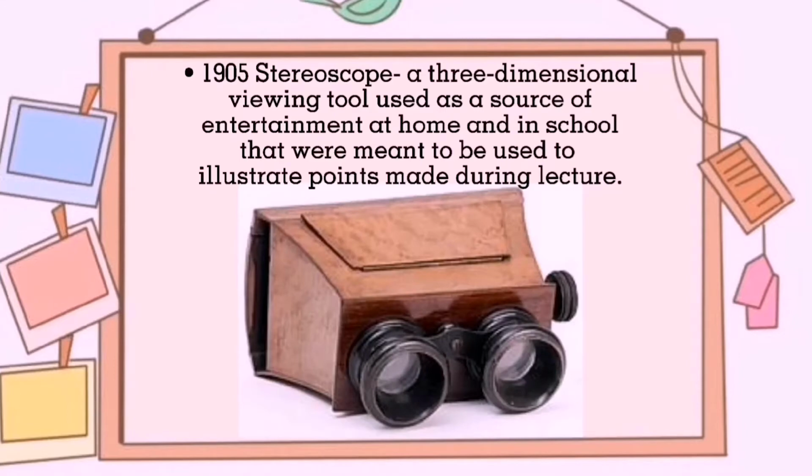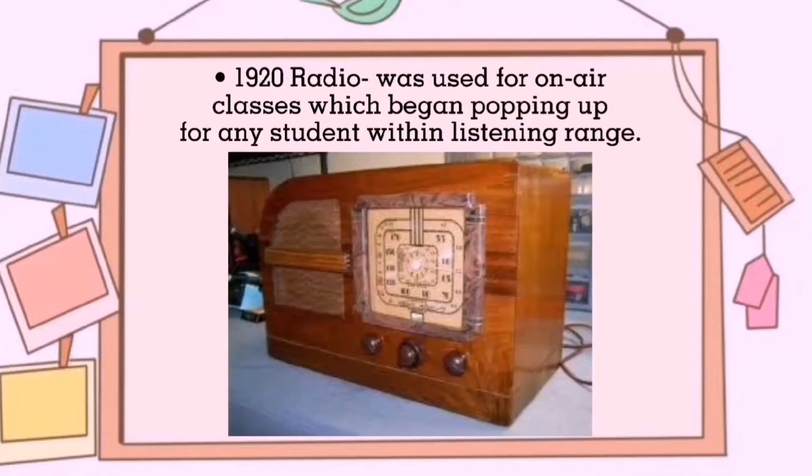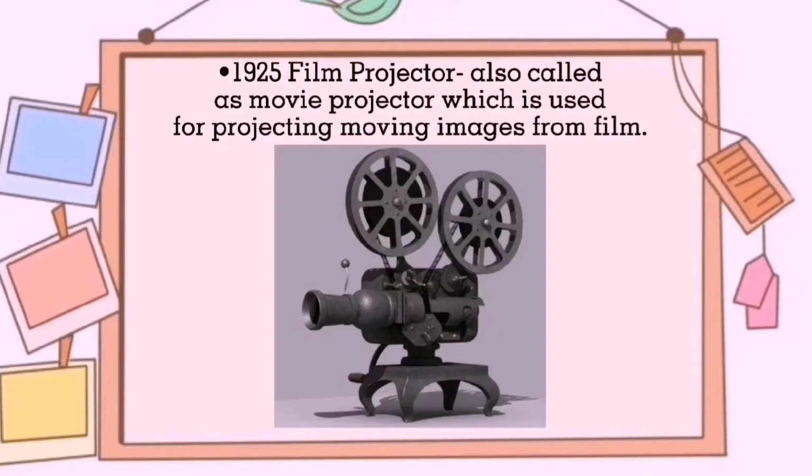1905 stereoscope. It is a three-dimensional viewing tool used as a source of entertainment at home and in school that are meant to be used to illustrate points made during lectures. Next is 1920 radio. It was used for on-air classes which began popping up for any student within listening range. 1925 film projector, also called movie projector, which is used for projecting moving images from film.